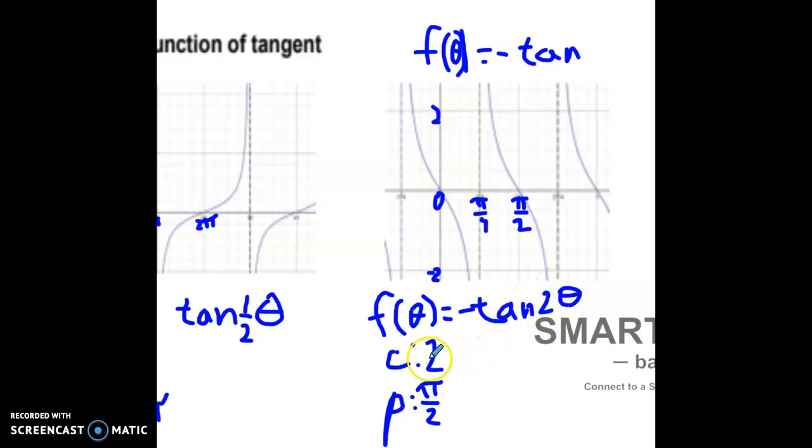The cycles represent the number of cycles between negative pi halves and pi halves, and there are 2 complete cycles between those, so that's a 2. So our final equation is negative tangent of 2 theta. And that concludes the notes for 8.5. Good luck.